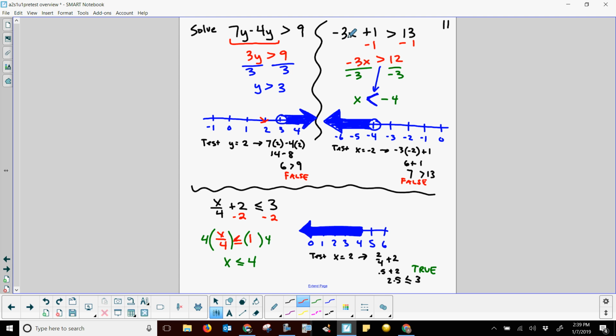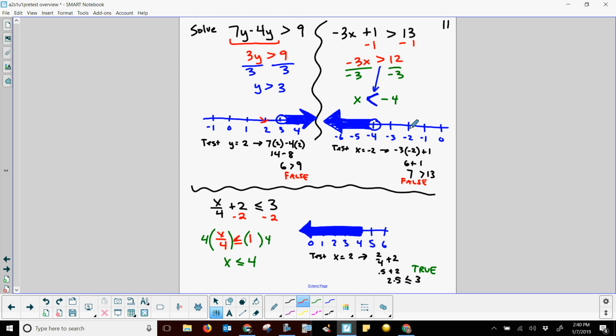On this one, negative 3x plus 1 is greater than 13. Subtract 1, divide by negative 3, but if you notice, this switches. This is something you've got to be careful with. Anytime you are dividing or multiplying using a negative number, I don't care if this number over here is negative. It's all about what you're trying to divide by or multiply by. If that is negative, then the sign actually switches.